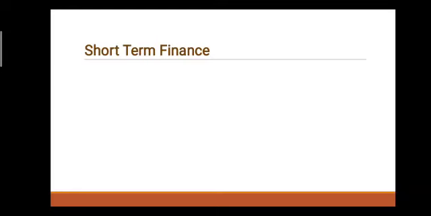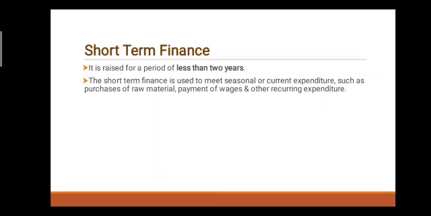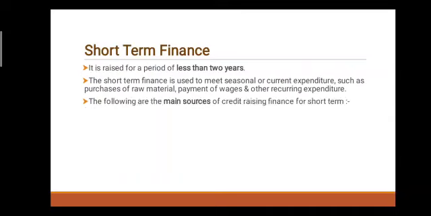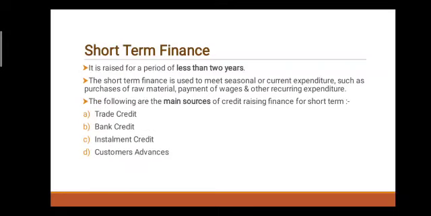Third, short-term finance. It is raised for a period of less than 2 years. The short-term finance is used to meet seasonal or current expenditures such as purchases of raw material, payment of wages, and other recurring expenditure. The following are the main sources of raising finance for short term. First, trade credit. Second, bank credit. Third, installment credit. Fourth, customers advance.